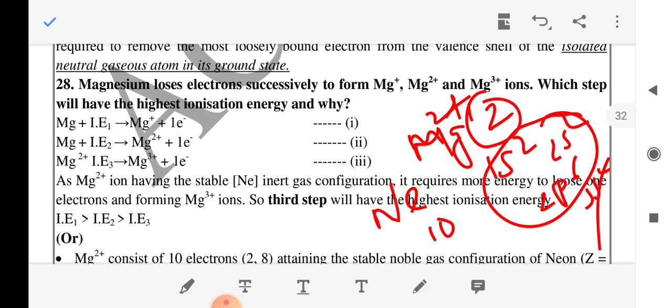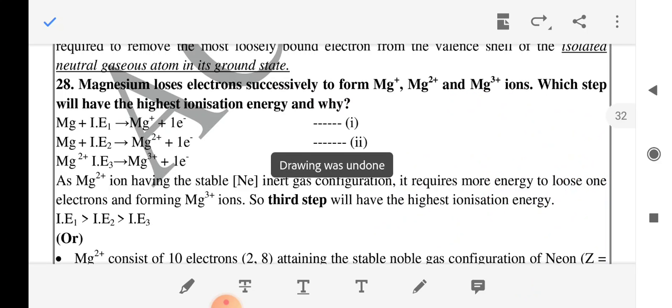So the Mg2 plus ion, having the stable neon inert gas configuration, requires more energy to lose 1 electron, forming Mg3 plus. Mg2 plus attains a stable electronic configuration similar to the noble gas. The noble gas configuration is stable, so removing 1 electron requires more energy to form Mg3 plus. So the third step has the highest ionization energy.